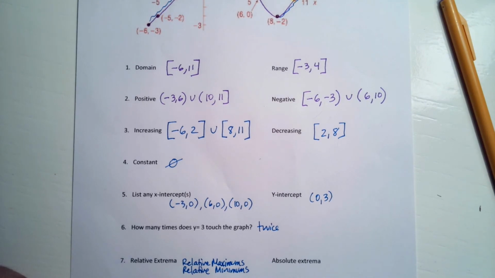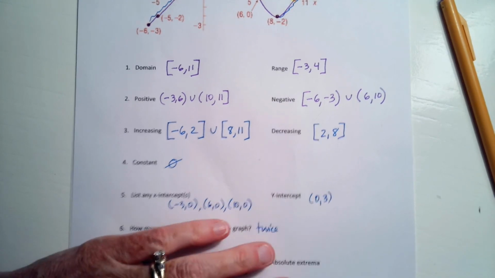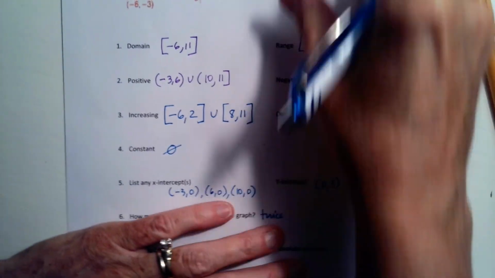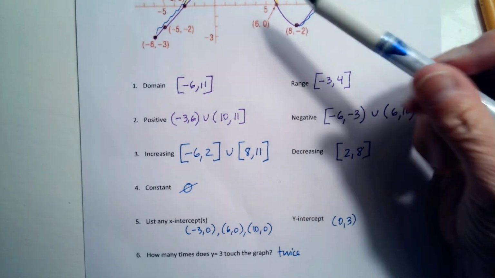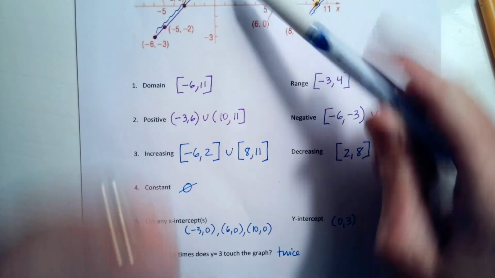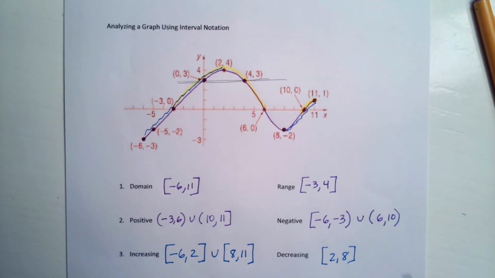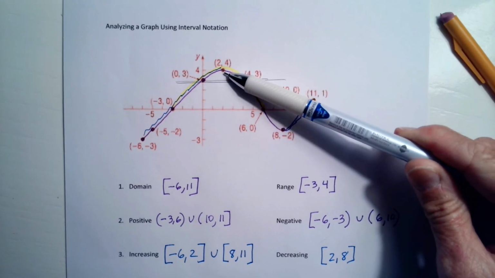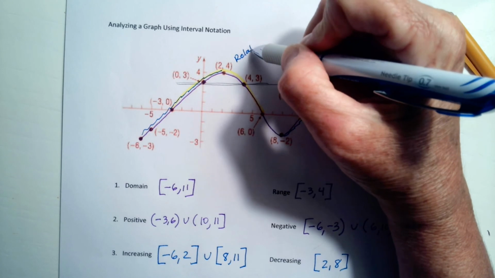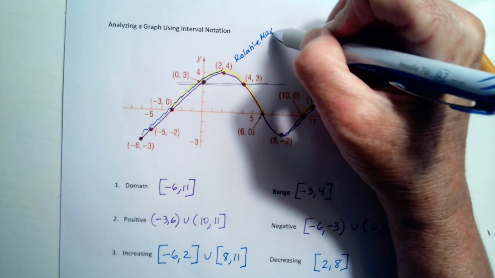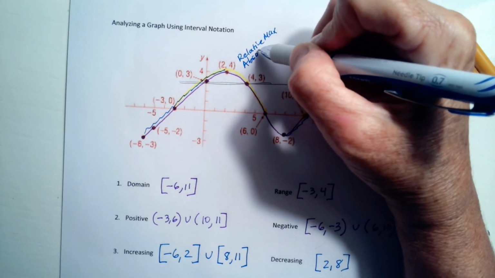So a relative maximum is the same thing as a local maximum. It's the highest point in the area for a graph. So on this graph, we have a relative maximum at (2, 4). Oops, you can't see it. At (2, 4) is a relative maximum. It also happens to be the absolute maximum. So it's a relative max and an absolute max.